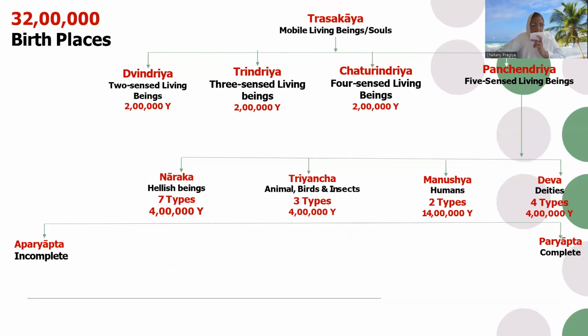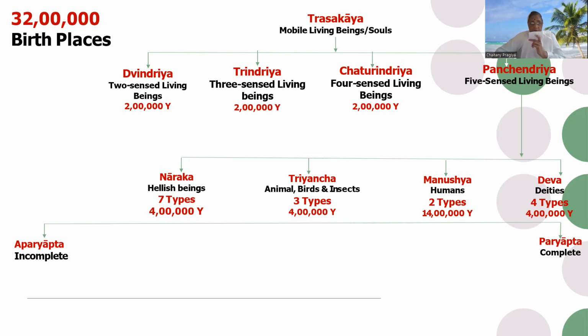Now we are coming to the mobile living beings. We have discussed immobile living beings who are one-sensed only, but now we are coming to the living beings who have 2 senses, 3 senses, 4 senses, or 5 senses. So we have seen that under the mobile living beings, there are 4 categories of living beings. One is called Dvindriya, second is Trindriya, third is Chaturindriya, and fourth is Panchendriya.